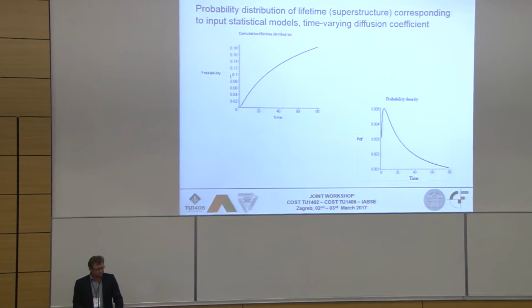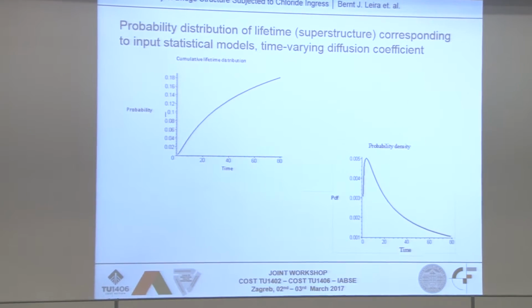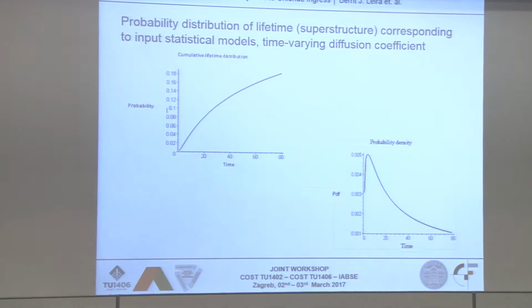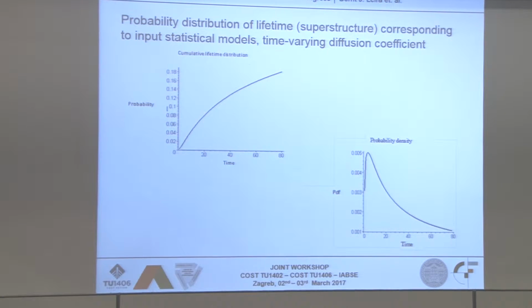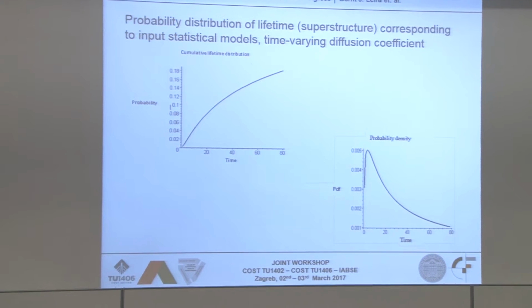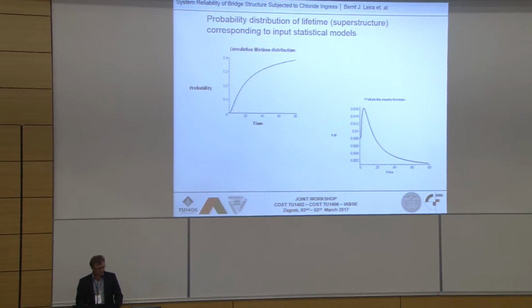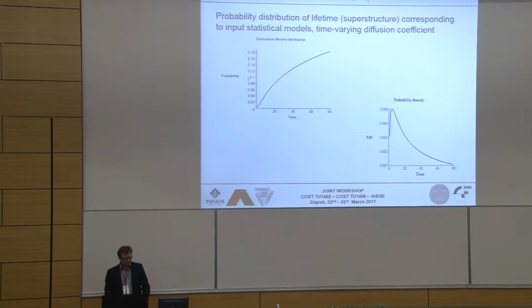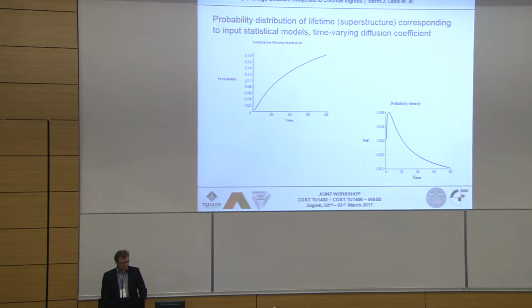So this is now the cumulative distribution of the lifetime, and lifetime here, as I mentioned, is start of corrosion of the armor. Based on the input statistical model, this is for the superstructure, and this is with the time varying diffusion coefficient. We see that after 80 years it's 0.18, but we also see that the probability density has the peak at only 6 years.